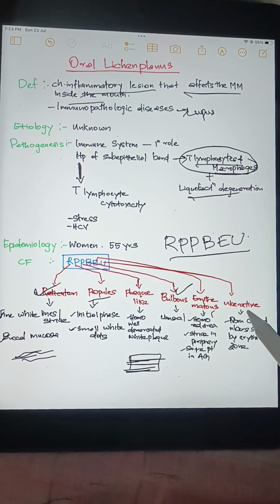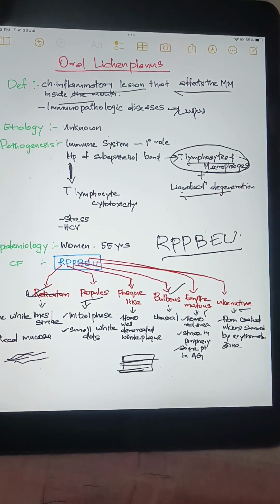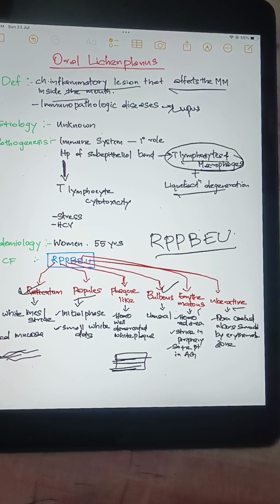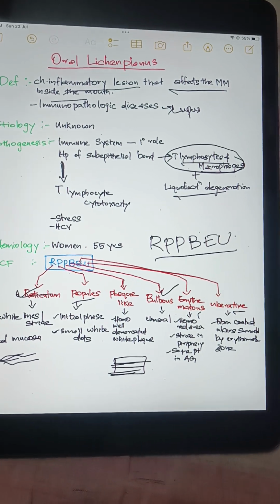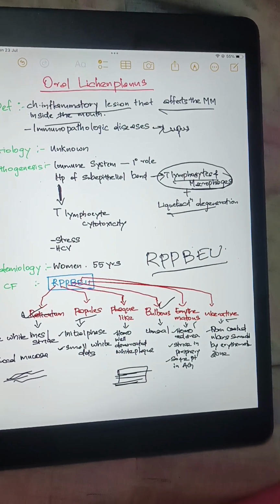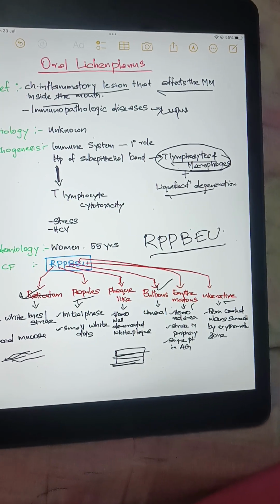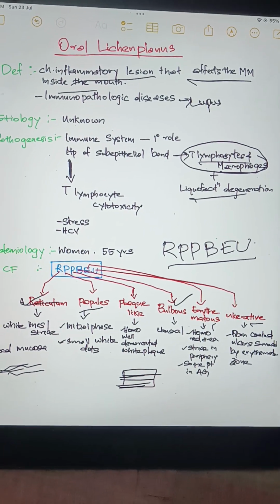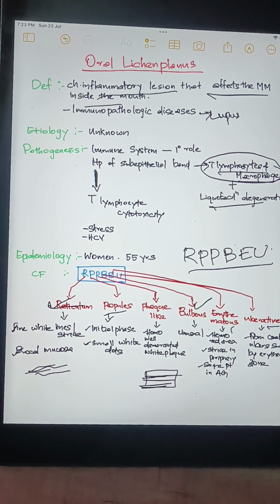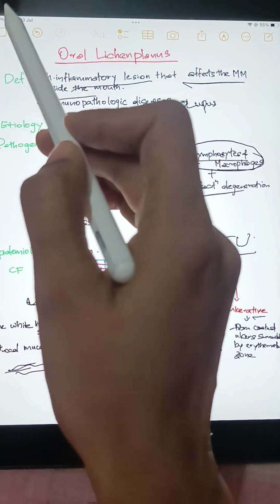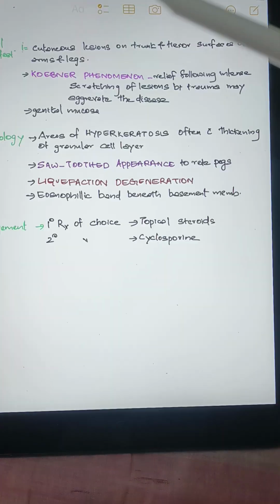Then the last variety is the ulcerative type. This is like fibrin coated ulcers surrounded by an erythematous zone, displaying white striae. The first three, the reticular form, papular form, and plaque-like form, are asymptomatic. The patient may just have a feeling of roughness. So this is the clinical feature of oral lichen planus. We have to be thorough with this.